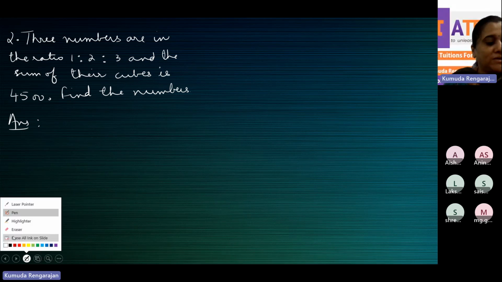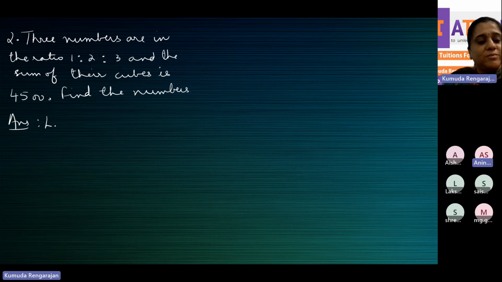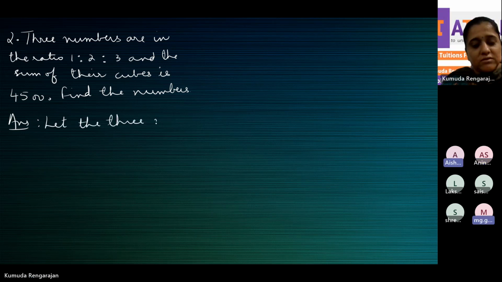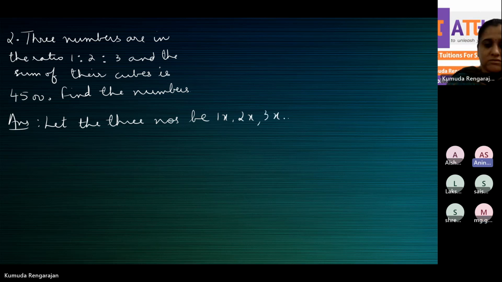So how do we assume the numbers? Let the three numbers be 1x, 2x, and 3x. Or you can just say x. Now, what is given? The sum of their cubes is 4,500.